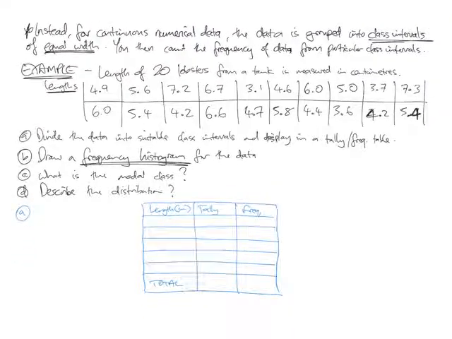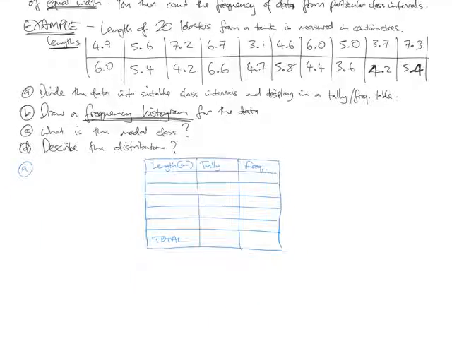We're going to run through a proper one here. The point of the class intervals is that you would be counting the frequency of data that fall into those intervals instead of the frequency of a very specific data value. So here is an example: length of 20 lobsters from a tank, measured in centimeters. We've got all the data here. Let's divide the data into suitable class intervals and display it in a tally frequency table.